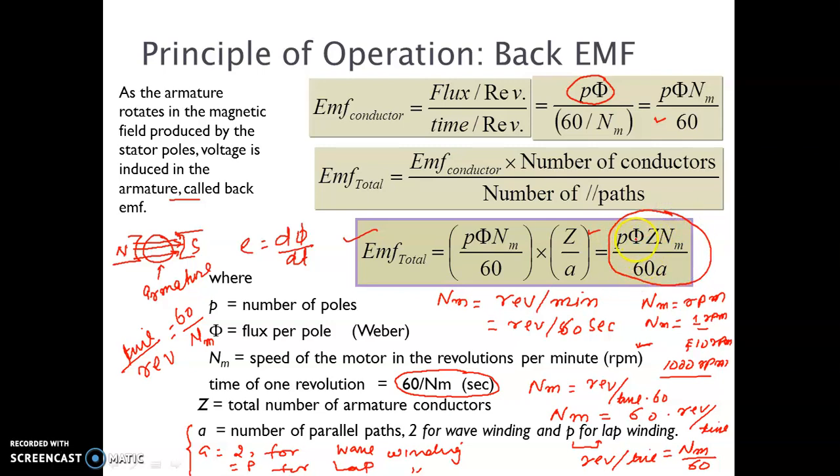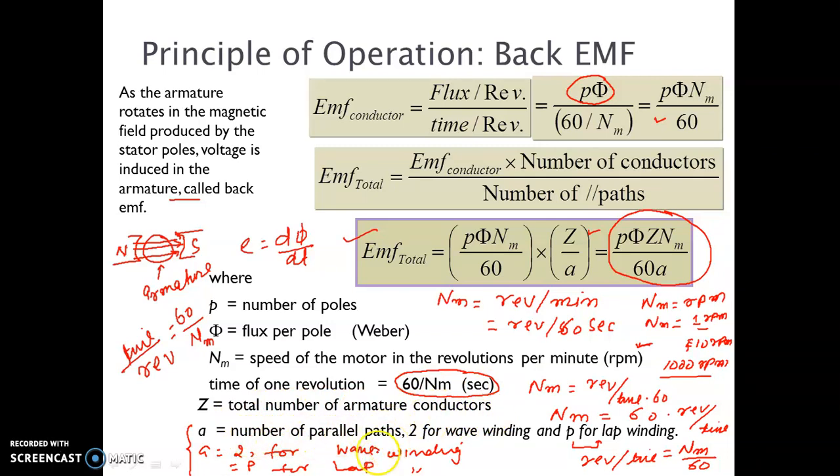What is this? Phi P Z Nm by 60. Phi is flux per pole measured in Weber, P is the number of poles, Nm is the speed of the motor in revolution per minute. Time of one revolution is 60 by Nm seconds. Z equal to the total number of armature conductors, A equal to the number of parallel paths.